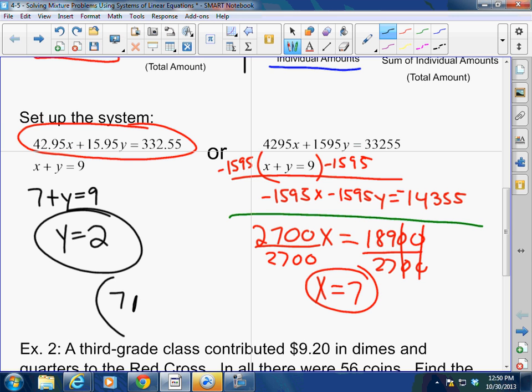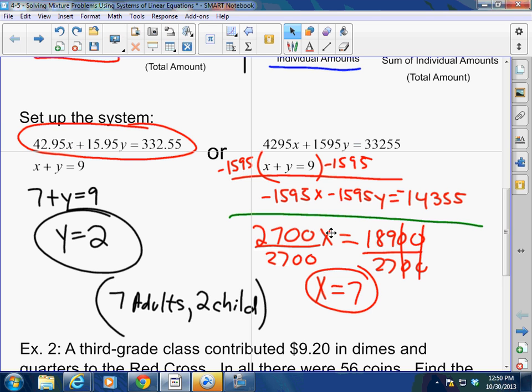Now, at the end, what's my final answer here? I've got 7 adults, because remember what I said from the beginning, you got to label, and 2 children. Does that make sense, guys? And on the test, I would always like you to put in the ordered pair, please. Always. Remember, if you use something other than X and Y, it's ordered pair because it's what kind of order? Alphabetical. Very good.